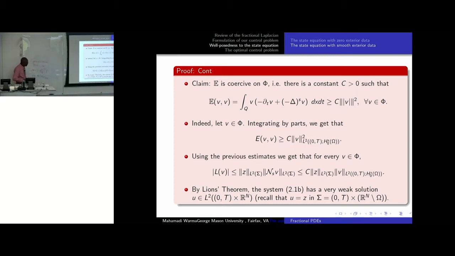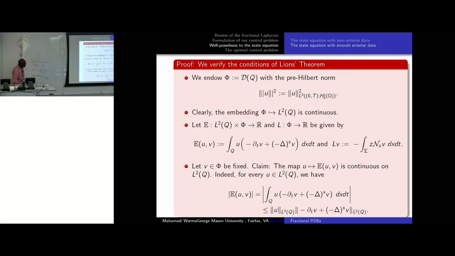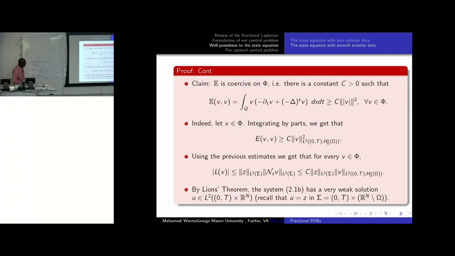And using all our previous estimates, you have L of v. Remember that L of v is the integral of z times the non-local normal derivative. Then L of v is less than the L2 norm of z in sigma times the L2 norm of the non-local normal derivative. But remember that this is a continuous operator from V into H^s_0. Then we get that L of v is a continuous linear operator with respect to the L2 of (0,T) in H^s_0 norm.